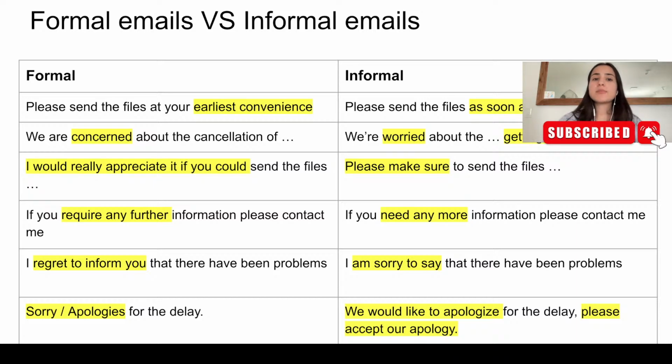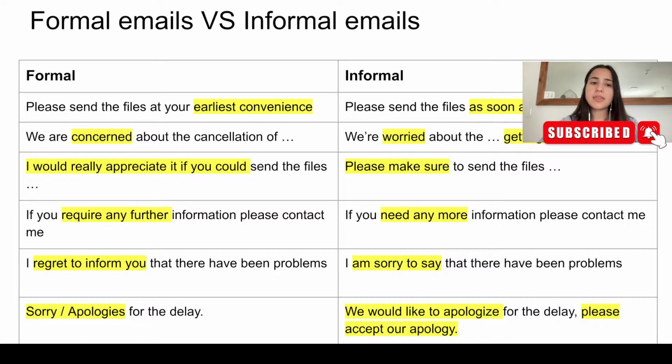Now I want us to look at some formal emails and some informal emails. So sometimes you guys want to send an email to someone and you want to sound a bit more professional. Other times you want to send it to a colleague or someone you work with or you know really well, so you don't want to sound too formal with them. So these are some different ways you can write the same sentence and give the same idea, but with different expressions and words.